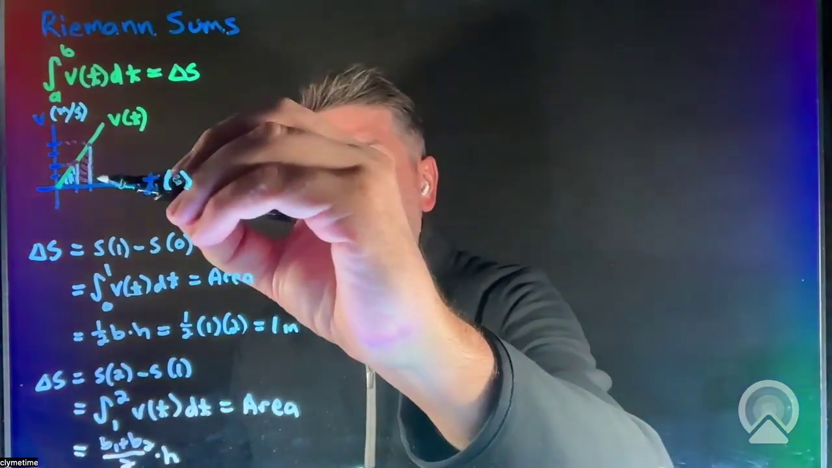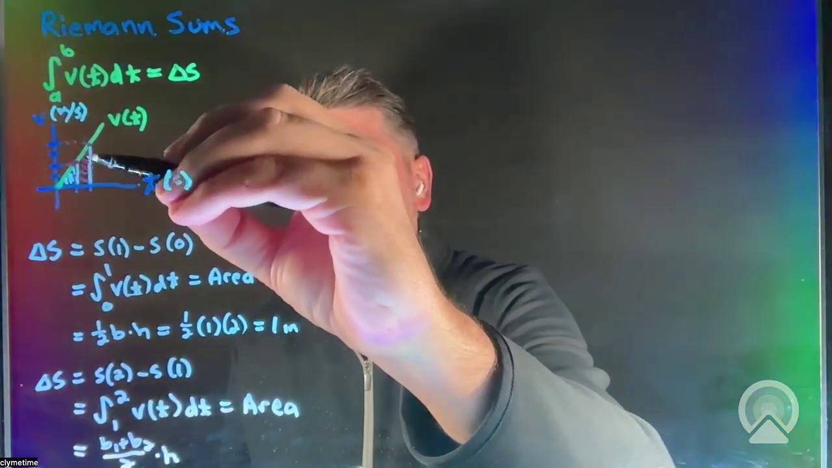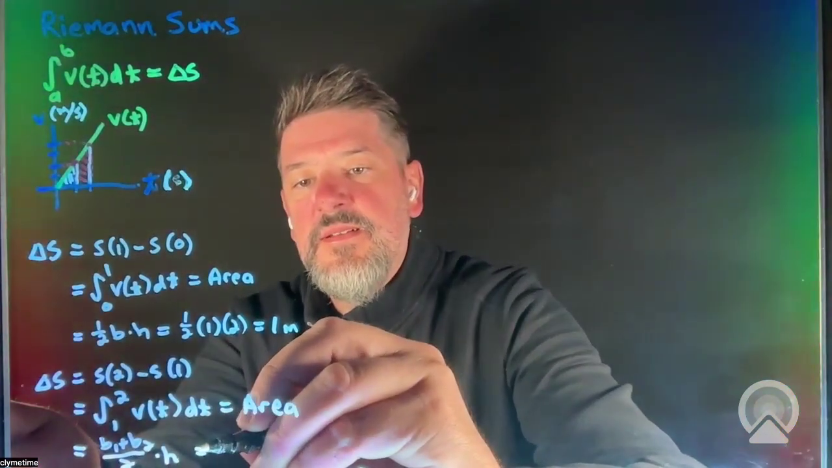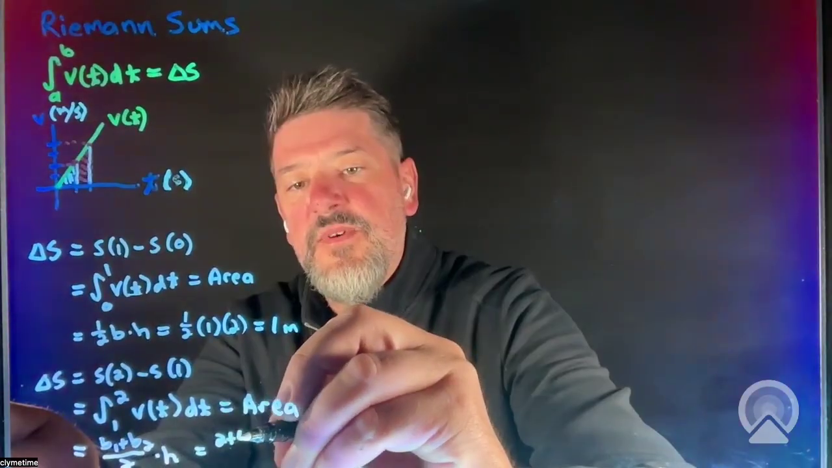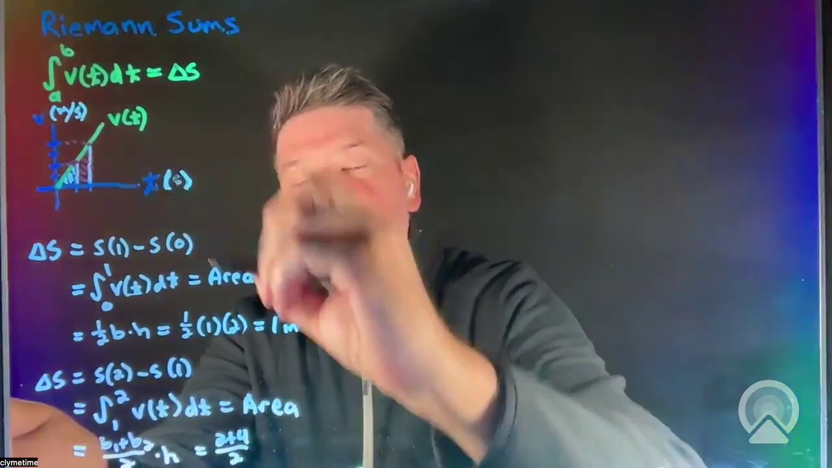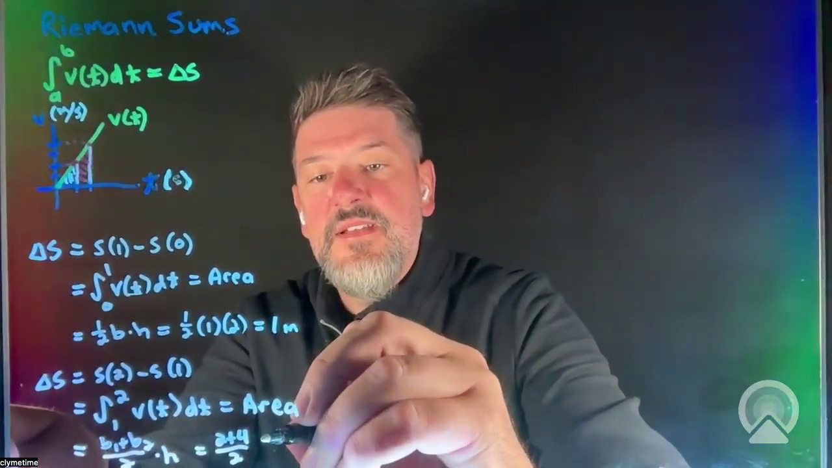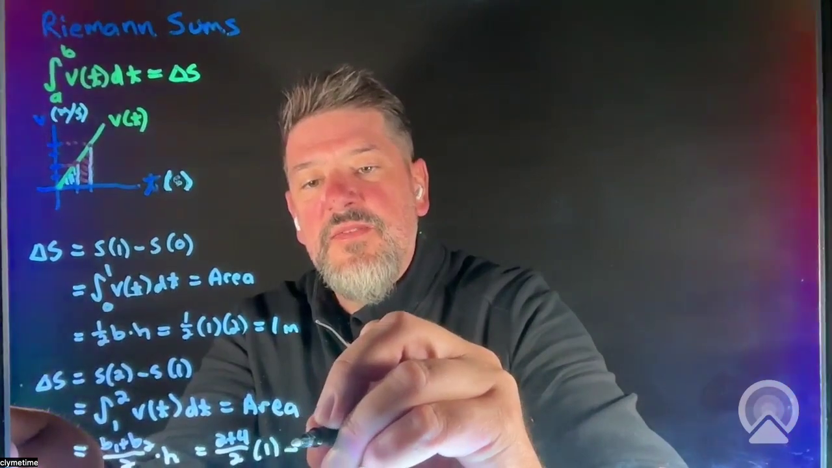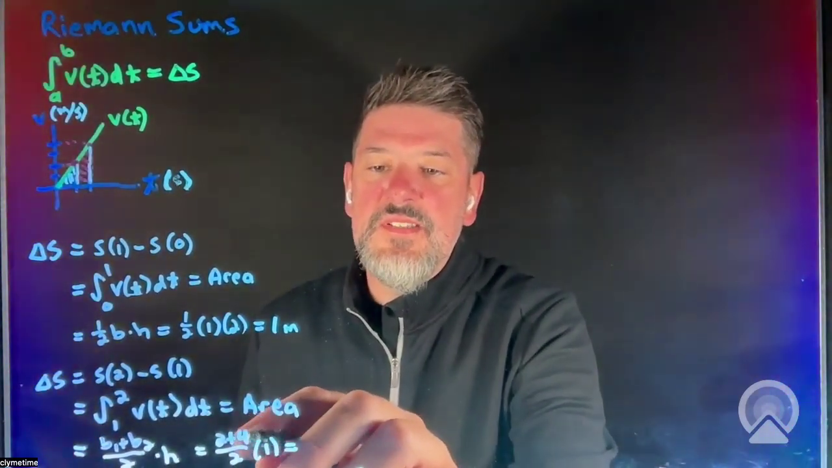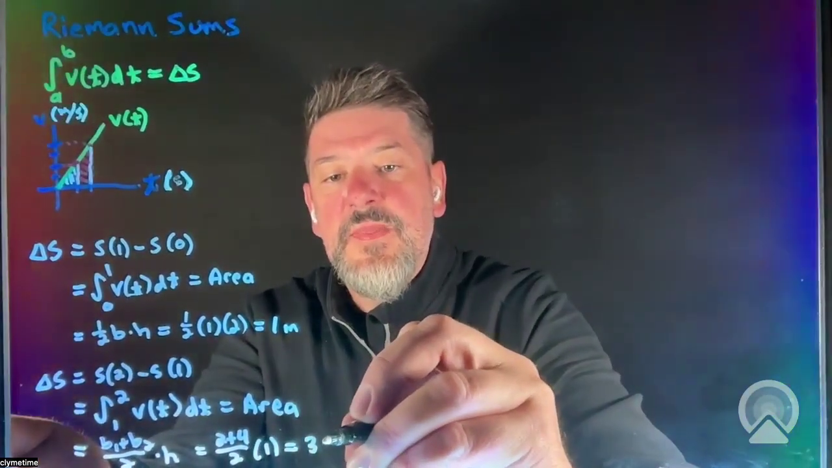And so B1 would be the height of this base, B2 would be the height of that base. It looks like the height of this base is 2 and the height of this base is 4. So you'd say 2 plus 4 divided by 2. And the height is the straight line distance between the bases. And we know that it's 1. So the height is 1. And so if I simplify that, 2 plus 4 is 6, 6 divided by 2 is 3, 3 times 1 is 3 meters.